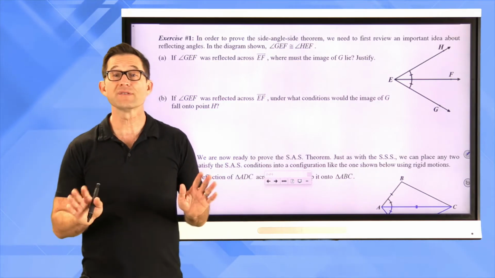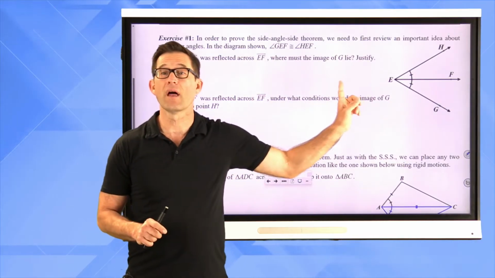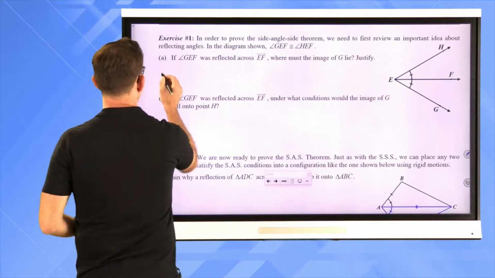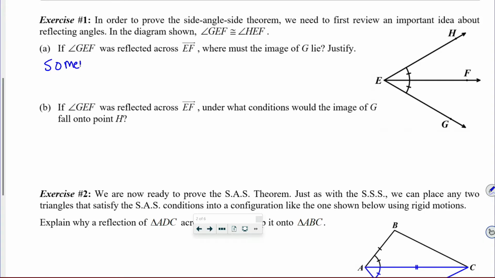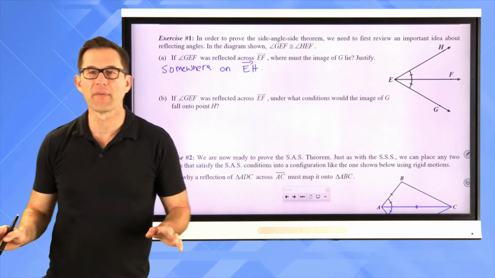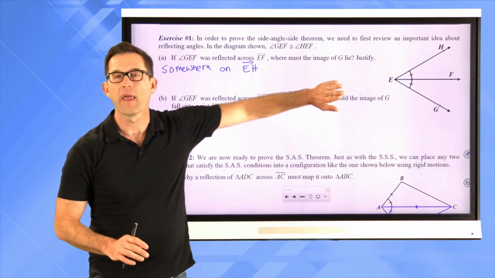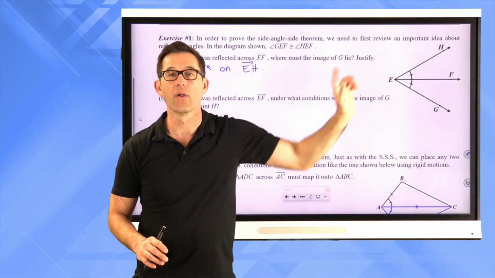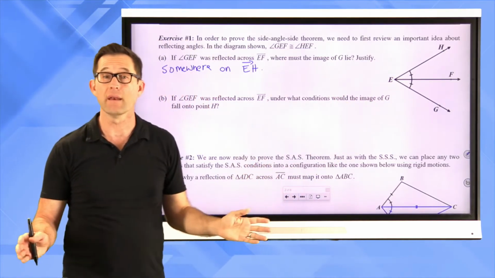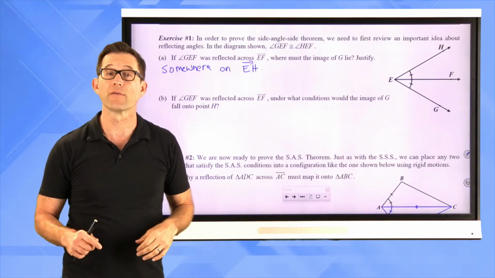All right, well here's the key. Point G must lie somewhere on ray EH, and we'll explain that in just a moment. Now why is that? Okay, let's talk about this a little bit. If we reflect this entire angle across ray EF, point E and point F will remain where they are because they're on the line of reflection.